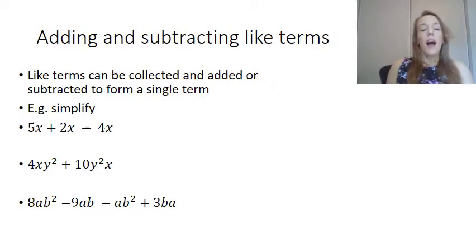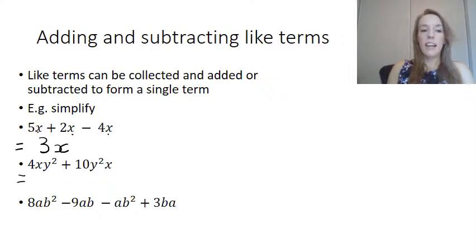So when we add and subtract algebraic expressions, we can collect like terms and then add them or subtract them together. For instance, in our first example here, we've got 5x plus 2x, take 4x. All of these are like terms because they all have x, and x isn't being raised to the power of anything. So 5x plus 2x is going to give us 7x. Take 4x is going to leave us with an answer of 3x.